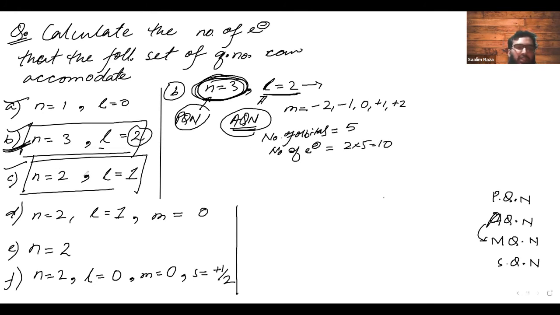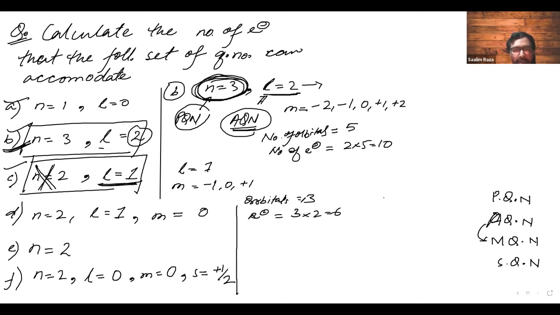For the C question, this data has no significance. Hence, we will start calculating from L. L is equal to 1. So m will be equal to -1, 0, plus 1. Orbitals is equal to how many orbitals? Orbital is equal to 3. Electron is equal to how much? 3 into 2, that is equal to 6.